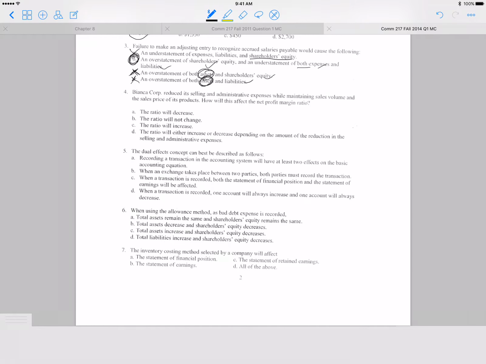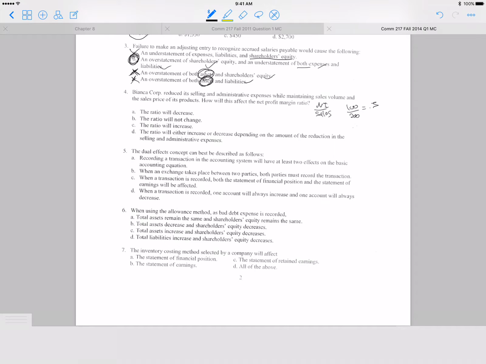Question 4 says, Bianca Corp reduced its selling and administration expenses while maintaining sales volume and the sales price of its products. How will this affect the net profit margin ratio? So first, the net profit margin ratio is your net income over sales. So a great way to answer this problem is just by giving a small example. So let's say at the beginning we had a net income of 100 and sales of 200. So that would give a 0.5 profit margin ratio.